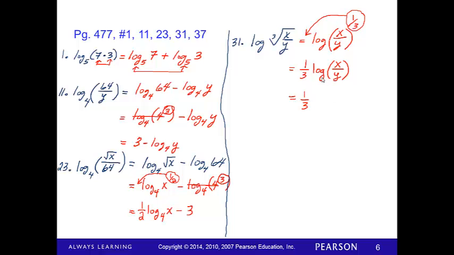Now we're going to go from one log to two logs, so we have two things dividing. So we have log of x minus the log of y. But remember that this 1/3 is on the outside of this entire thing, so use brackets or parentheses. So this is 1/3 times the quantity log of x minus log of y, or you can write your answer as 1/3 log of x minus 1/3 log of y.